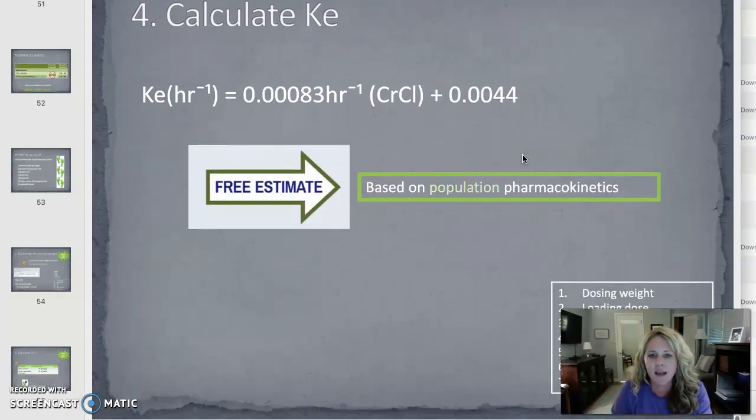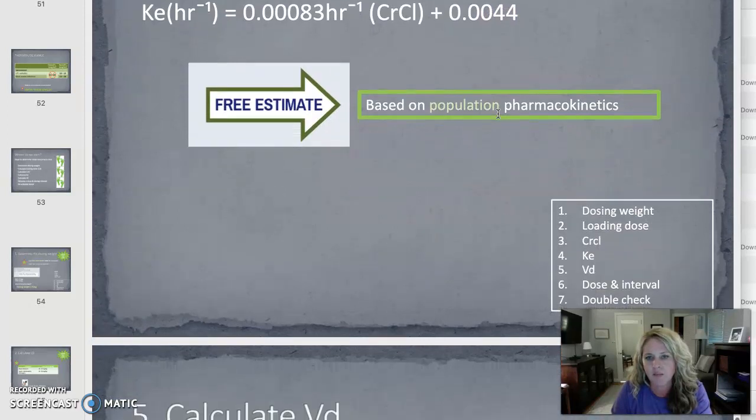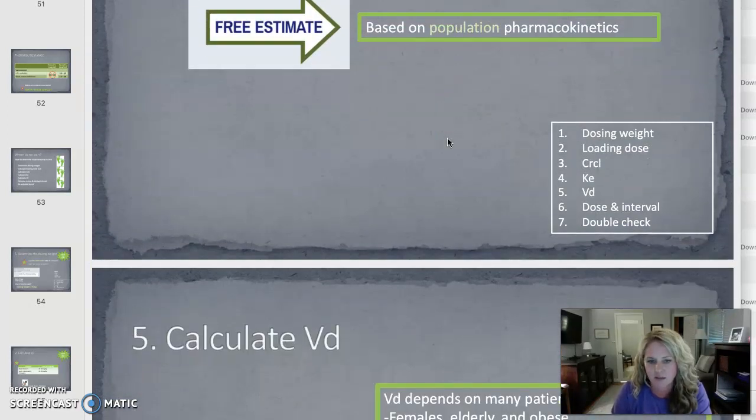So you calculate the KE. This KE formula is a little bit different than the aminoglycosides. It's 0.00083 times creatinine clearance, plus 0.0044. This is your population pharmacokinetics, okay? This is based on historical studies, not patient specific.